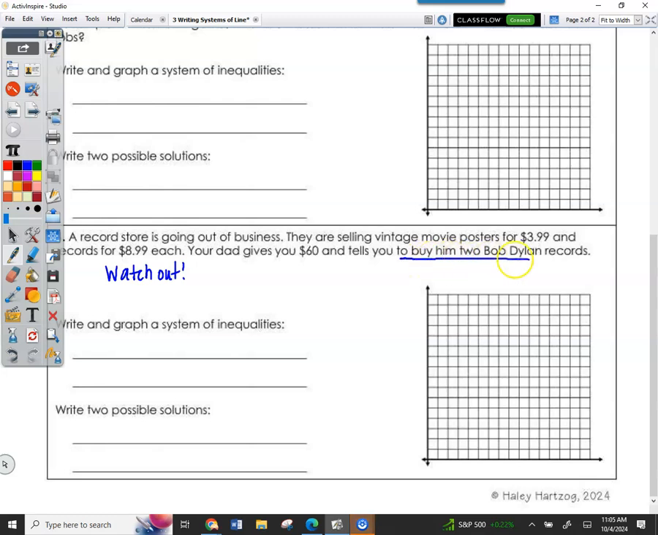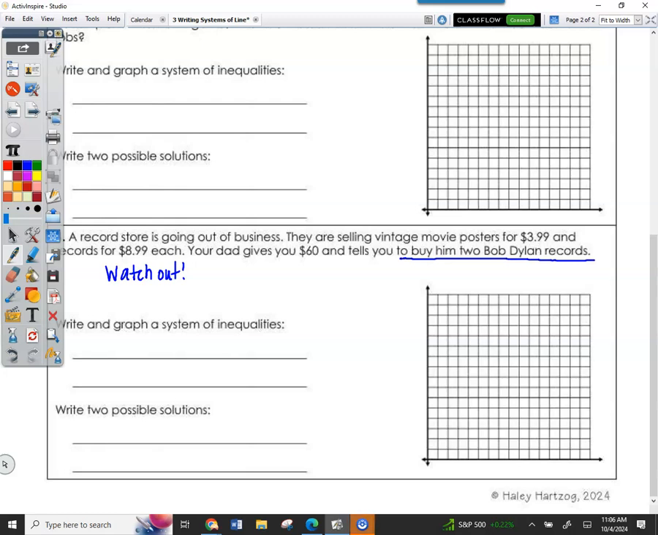What does this mean? Right here. He tells you to buy 2 Bob Dylan records, right? Let me start you on number 4. A record store is going out of business. They're selling posters and records. Your dad gives you $45 or $60 and tells you to buy 2 Bob Dylan records. What does your paper say? How much money? $3.99.